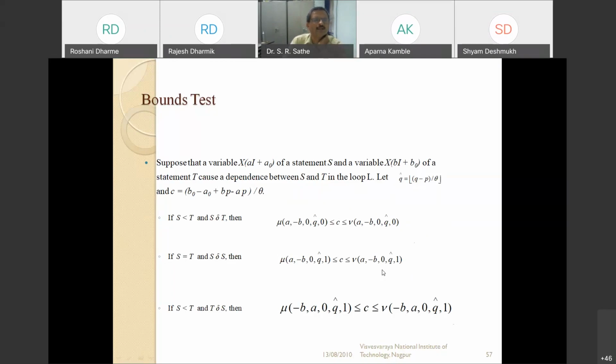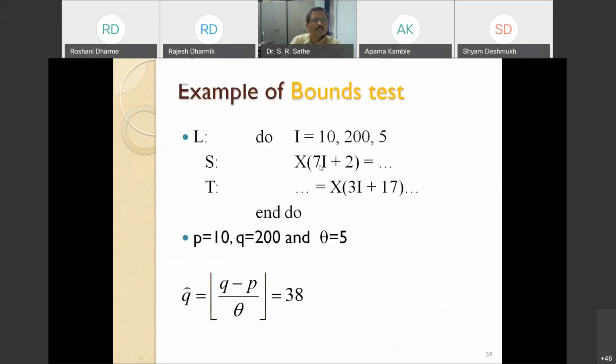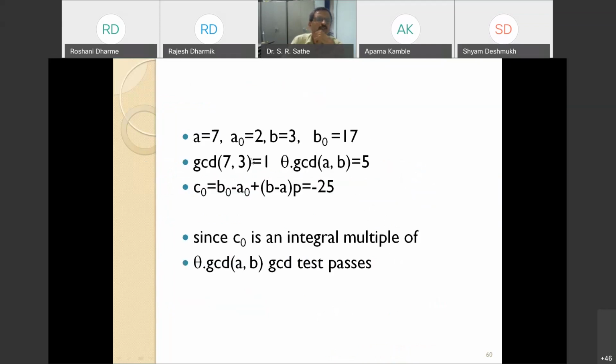So let's take an example. I equal to 10 to 200 in steps of 5, 7i plus 2 here, and in T, S is coming before T in the physical code. P is 10, Q is 200 and theta is 5. Q caret is equal to Q minus P by theta, which is 38. So A is equal to 7, A0 equal to 2, B is 3, B0 is 17. GCD of 7 and 3 is 1.